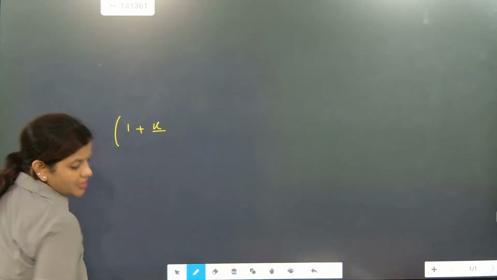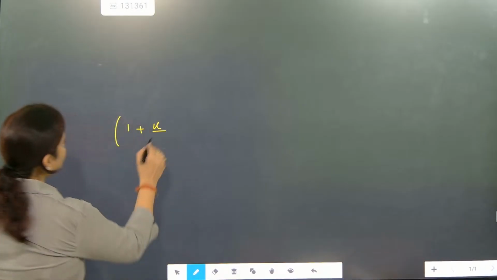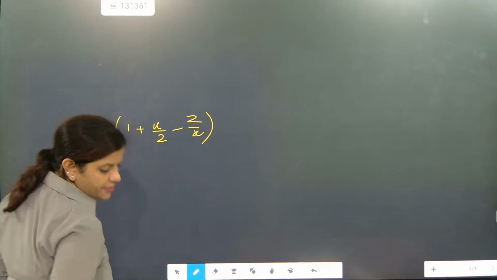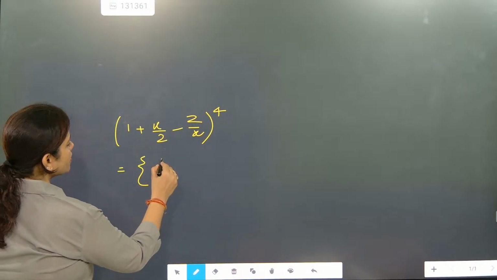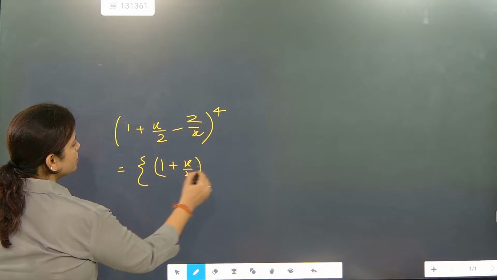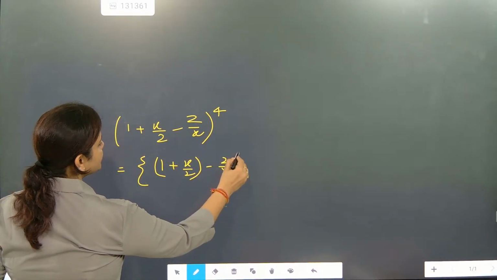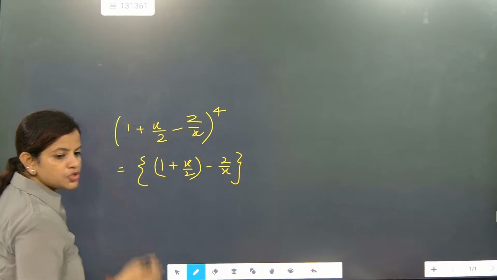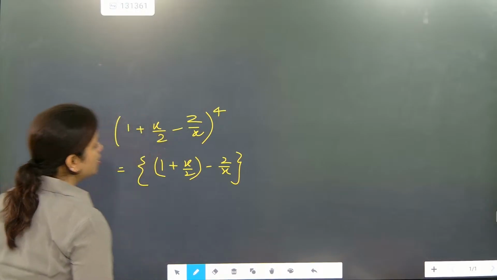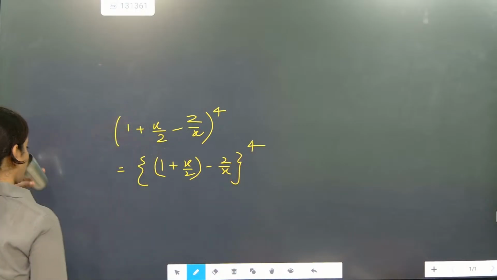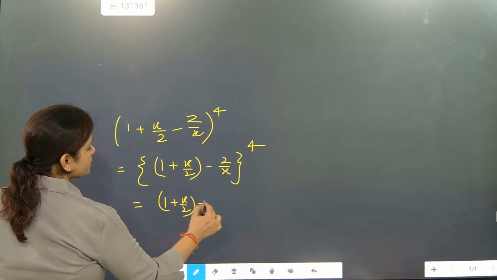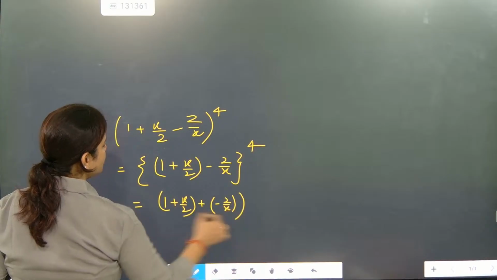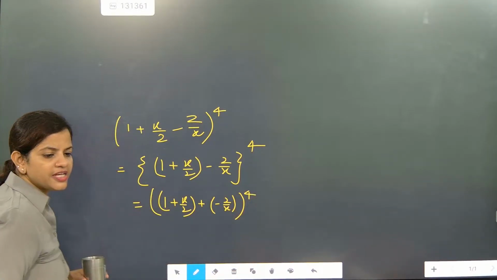I taught you one concept. I told you 1 plus x by 2 minus 2 by x, and that to the power 4 is there, beta. You do one thing now. You can take 1 plus x by 2 together and 2 by x separate. It is totally up to your wish which factors you are taking. So 2 by x to the power 4 you can take, and then you can expand 1 plus x by 2 plus minus 2 by x to the power 4.